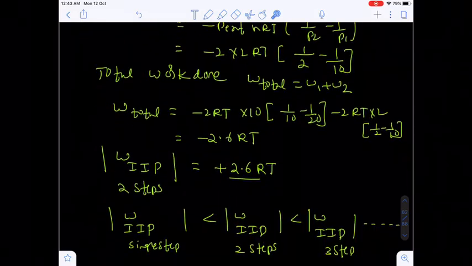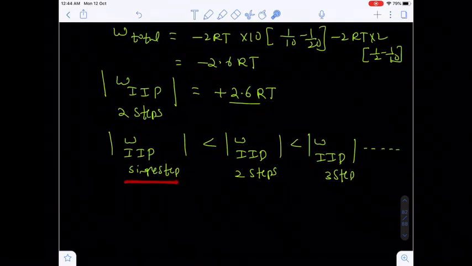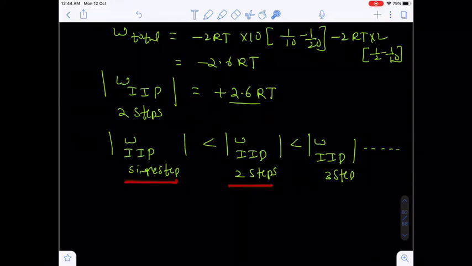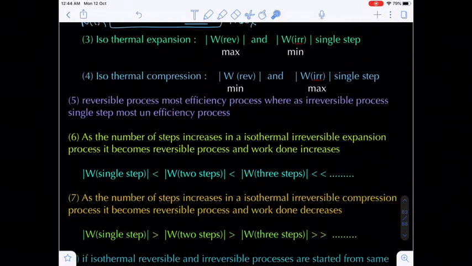Already we are proving it with the numerical. You see here, in a single step process work done will be less as compared to two steps, which is less work as compared to three steps. Remember, we are comparing only the magnitude. Do not consider the sign.